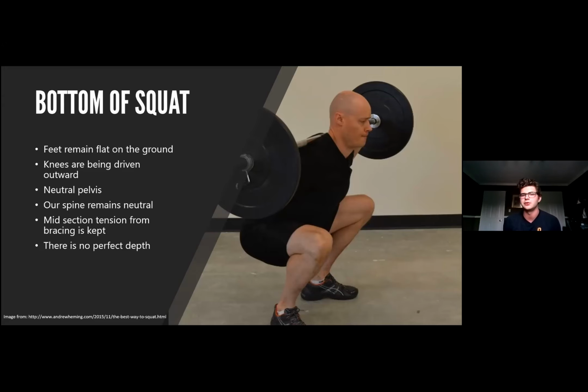We want to maintain a neutral pelvis. We don't want it to be posteriorly tilted. We'll talk a little more about the butt wink towards the end of the presentation, but we just want to make sure that we have our neutral pelvis. That leads into our spine being neutral and our head being neutral as well. We want to make sure that we have this midsection still tight, still have tension, and are still rigid all the way down the squat. As we start to move into the upward movement phase, we'll exhale.